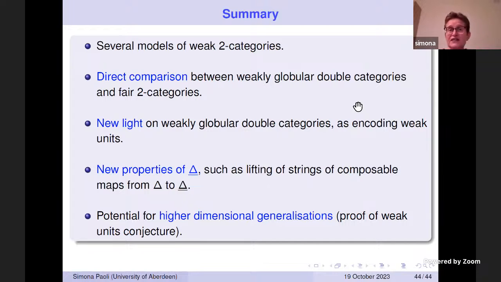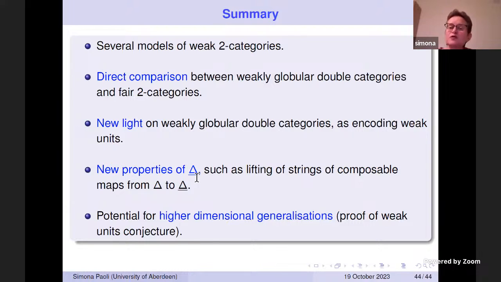The proofs, obviously, I didn't have the time to go into the technicalities, but I hope you trust me that some of the proofs are really quite non-trivial, and they involve some subtle properties about this fat delta, which I really think is an interesting category. My real interest in this is that I see a potential for high-dimensional generalization towards, hopefully one day, a proof of the Simpson conjecture.